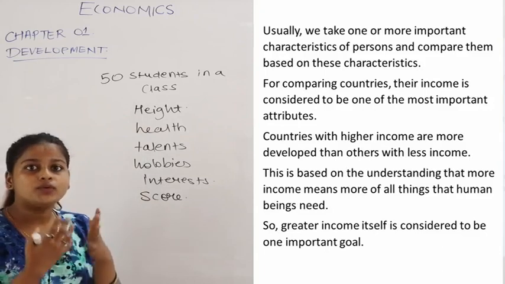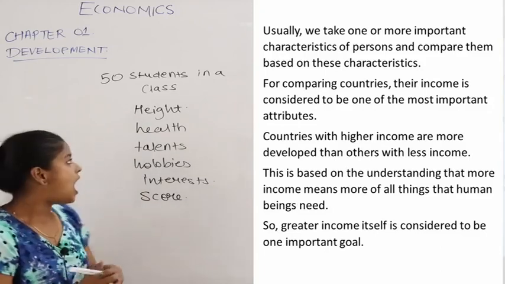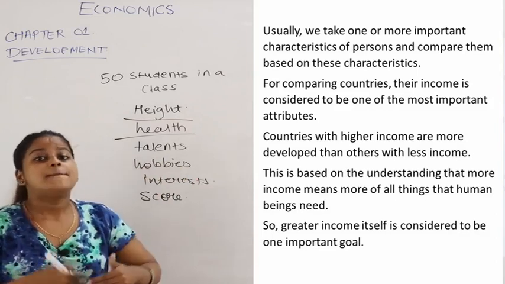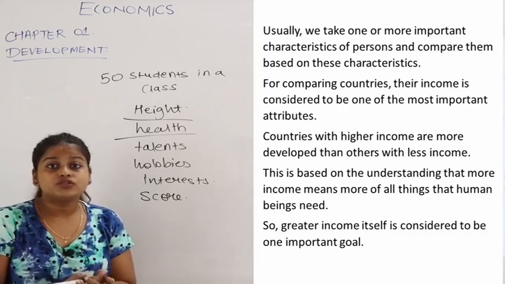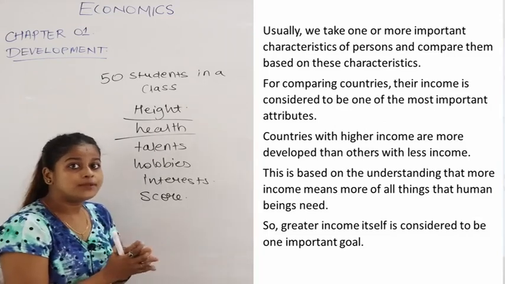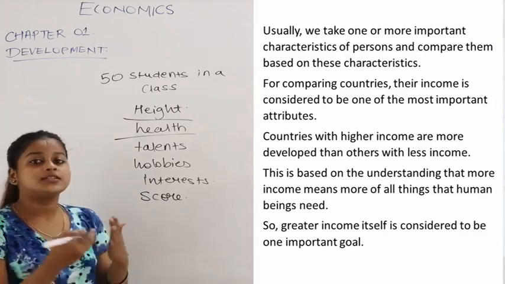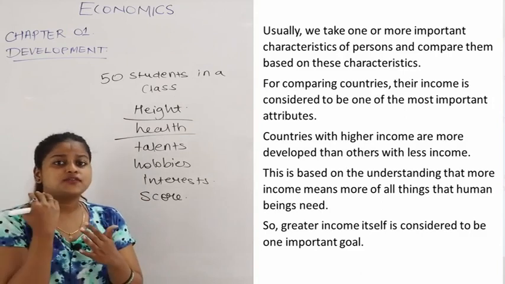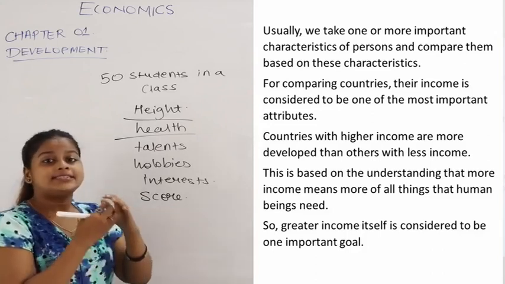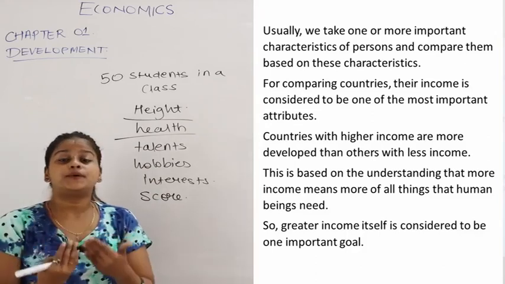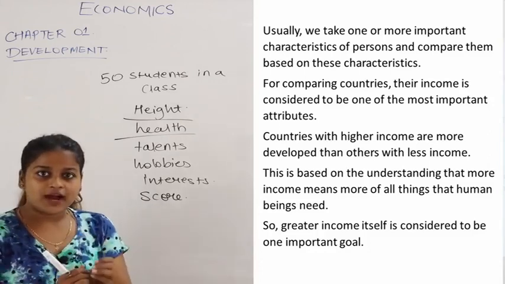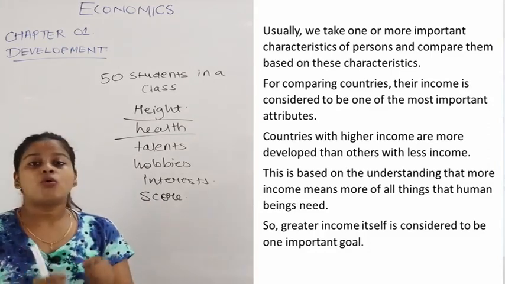For example, if I want to select students who are good in sports, I would consider their height and their health, whether they are fit for the particular sport. But if I am looking for students who are very good at a debate competition, I would look at their interest, whether they are actually interested in debate. I would look at their hobbies and their talents. So I would consider different characteristics and factors to come to a final conclusion, based on my purpose. Similarly, when making comparisons between countries, the common factor we take into consideration is income, and it is the most important attribute.